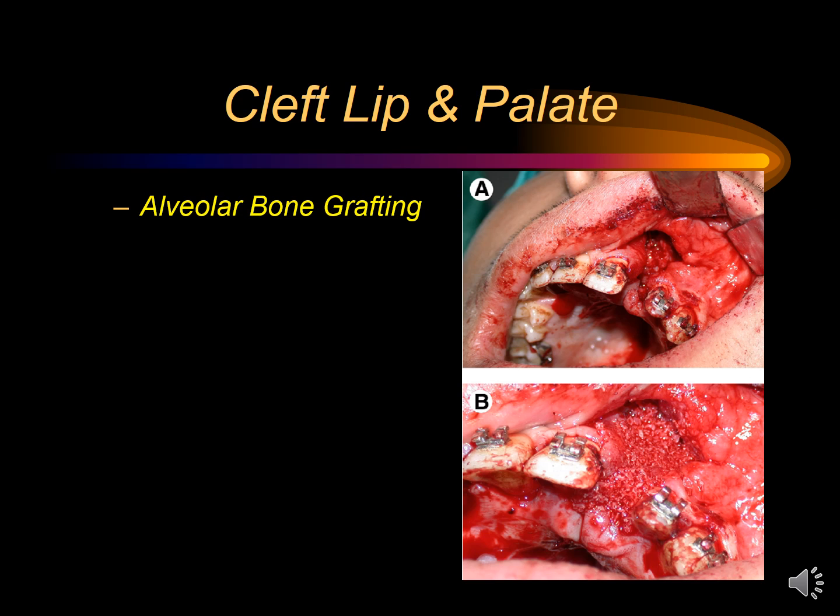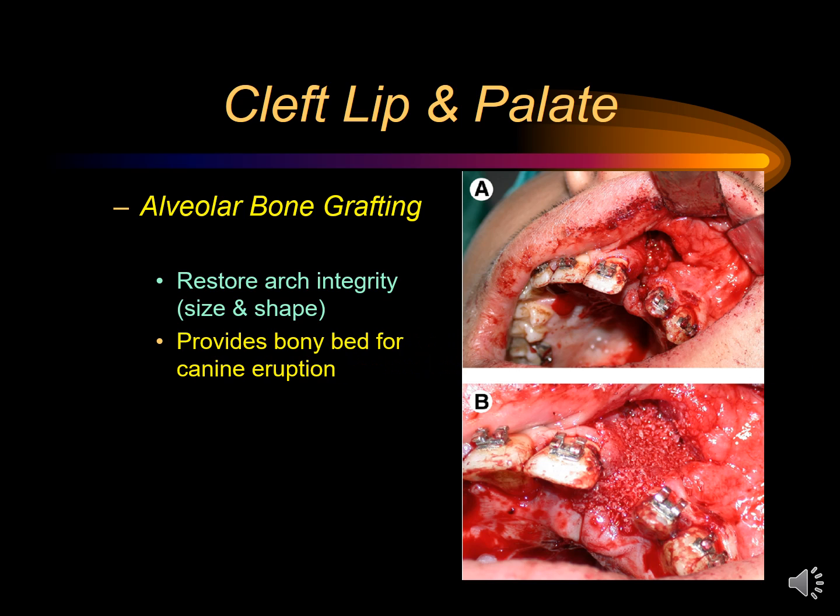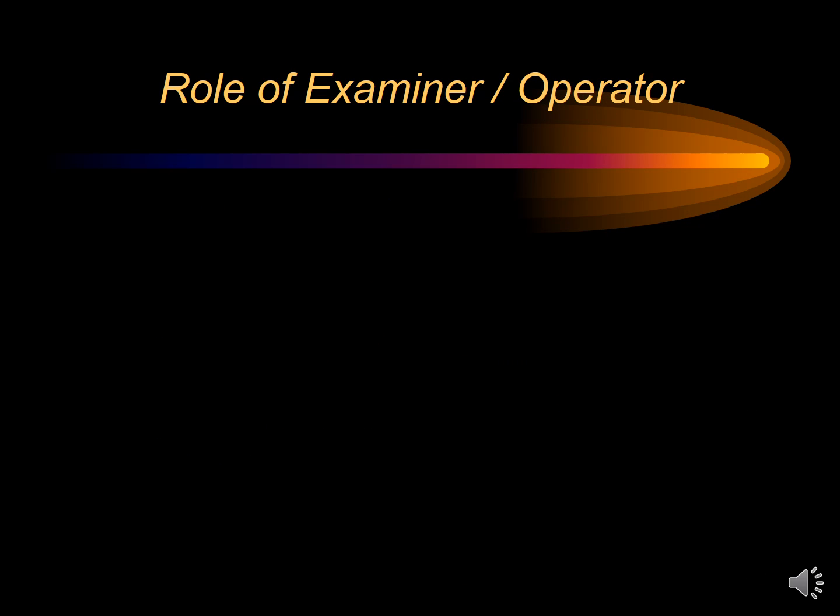To restore the continuity of the alveolus, a procedure known as alveolar bone grafting is done. This will restore the arch integrity in terms of size and shape, and it provides a bony bed for the eruption of the permanent canine. The timing of this is critical. Ideally, it should be undertaken when the canine root is about two-thirds complete.